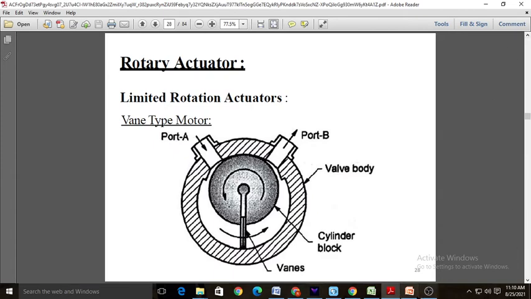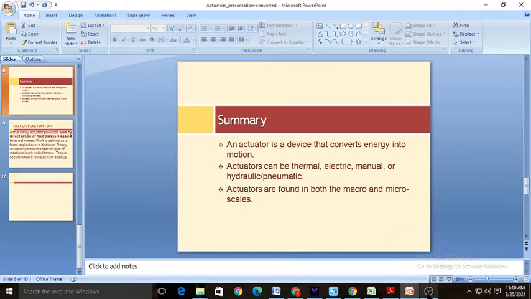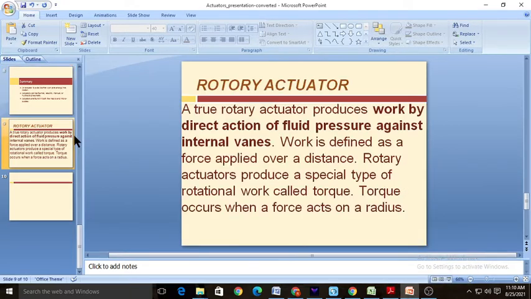Okay, so now we are going to see this rotary actuator. So what is this rotary actuator? A true rotary actuator produces work by the direct action of fluid pressure against internal vanes, sometimes internal gears.